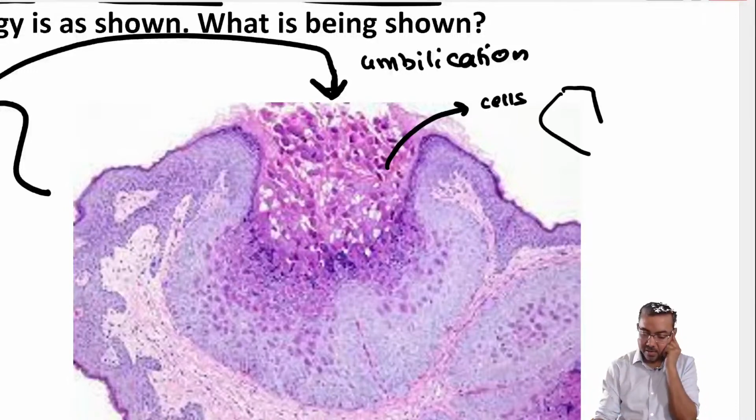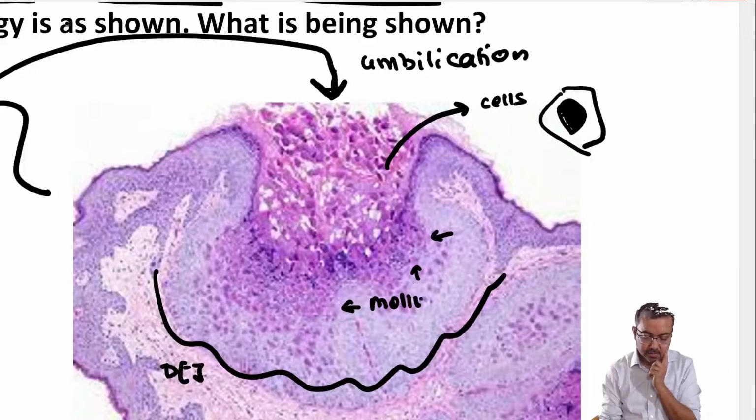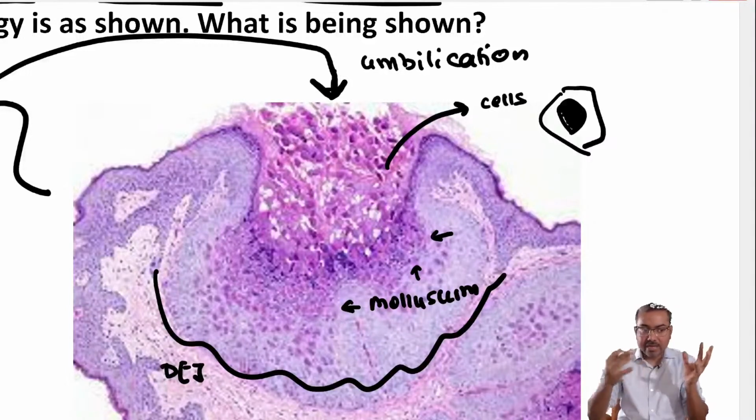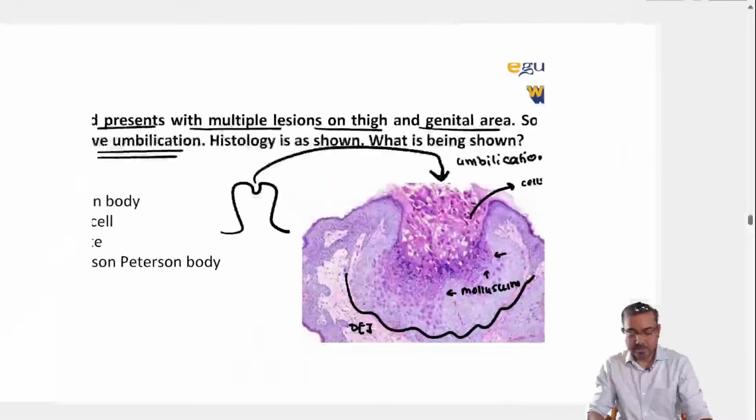And these cells, I have already drawn, have these Henderson-Peterson bodies. These are all Henderson-Peterson HP bodies. This is the dermoepidermal junction, DEJ. And in the epidermis, you have these molluscum bodies inside infected keratinocytes, also called HP bodies, and they are leaking out. And from there, they are trying to infect other people.